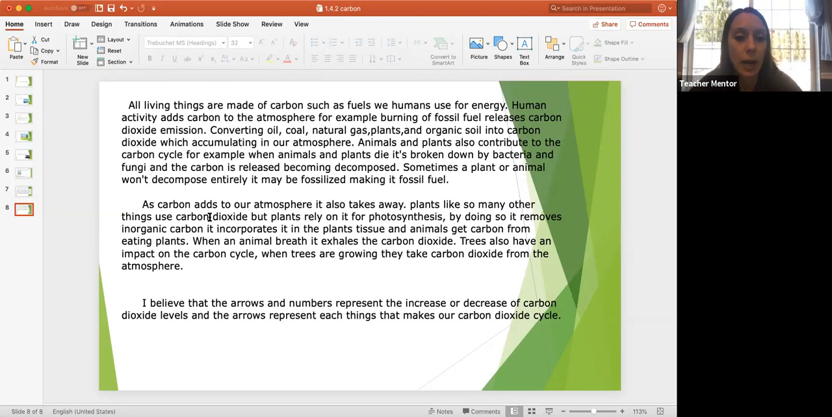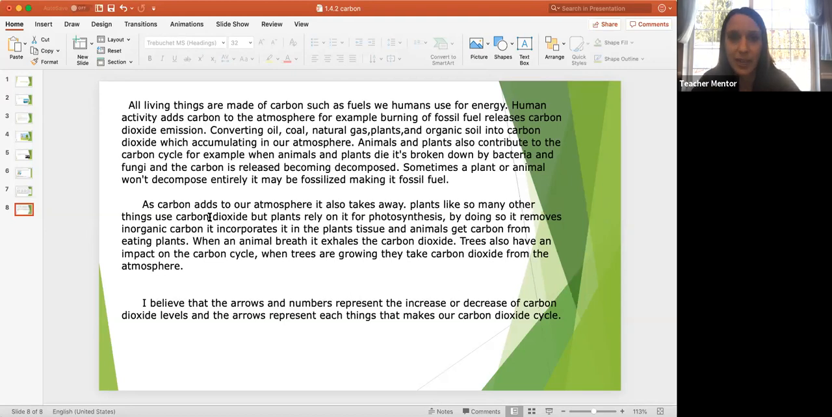As carbon adds to our atmosphere, it also takes away. Plants, like so many other things, use carbon dioxide, but plants rely on it for photosynthesis. By doing so, it removes inorganic carbon and incorporates it into the plant tissue, and animals get carbon from eating plants. When an animal breathes, it exhales the carbon dioxide. Trees also have an impact on the carbon cycle. When trees are growing, they take carbon dioxide from the atmosphere.